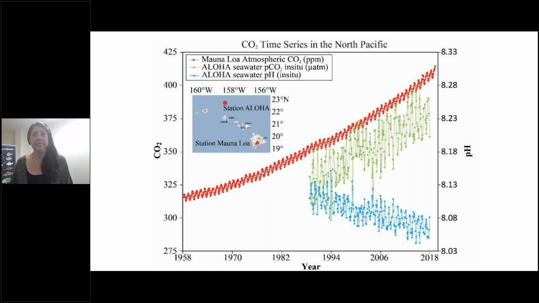The green line is seawater carbon dioxide, and it has followed a similar trend since measurements started in the 1980s, again, increasing over time. The blue line shows the pH, and you'll notice that the higher the carbon dioxide in the air and in the water, the lower the pH has gone. And this might not seem like a very big change. That looks like about 8.13 down to about 8.05, but this is a logarithmic scale. And so these changes reflect a 30% increase in the acidity of the ocean.